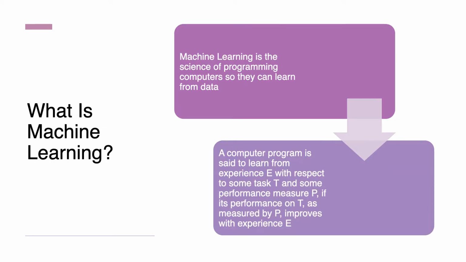What is machine learning? Machine learning is the science and art of programming computers so they can learn from data. Here is a slightly more general definition. Machine learning is the field of study that gives computers the ability to learn without being explicitly programmed. Arthur Samuel, 1959. In a more engineering-oriented one, a computer program is said to learn from experience E with respect to some task T and some performance measure P, if its performance on T, as measured by P, improves with experience E. Tom Mitchell, 1997.